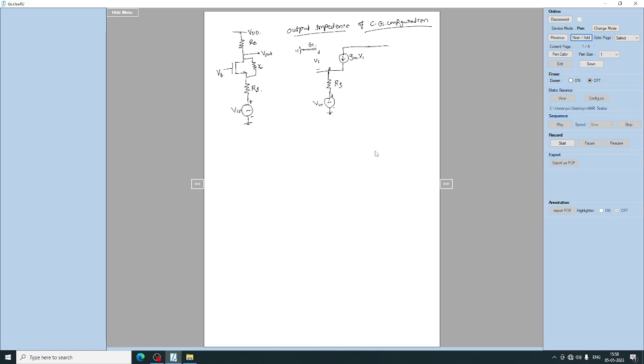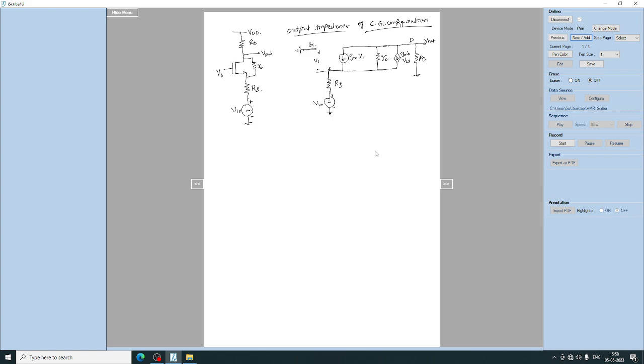Here again we have R naught, which is nothing but the channel length modulation. Along with this we have the body effect, gmb, which is a function of VBS, and this is the drain terminal which is connected to RD. This is V out. So this is the small signal equivalent for the common gate circuit.